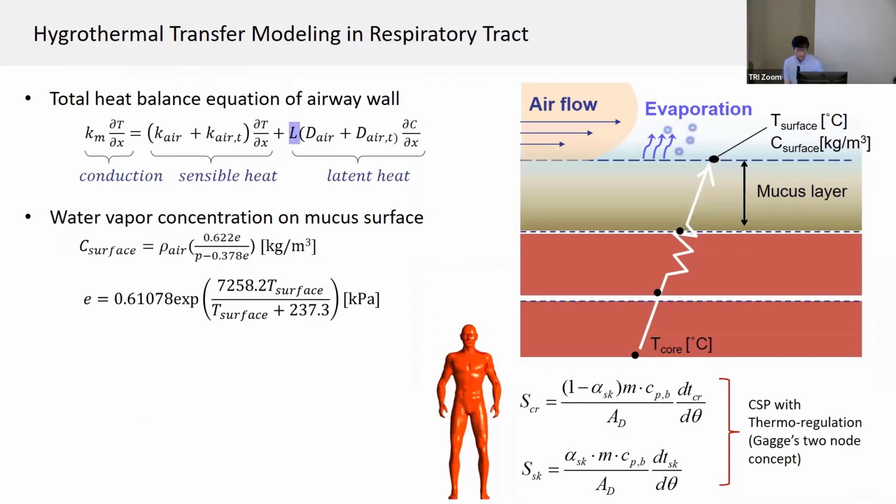This is the hygrothermal transfer modeling in the respiratory tract. In our simulation, we used this total heat balance equation of airway walls, a very simple heat transfer model. As for the water vapor concentration, we simply set the representative surface concentration by using this formula. And by using the thermo-regulation model, we can calculate the core temperature inside the human body. Therefore, core temperature is the input boundary condition of this heat transfer analysis of the respiratory system.